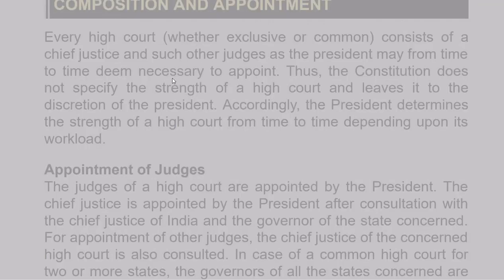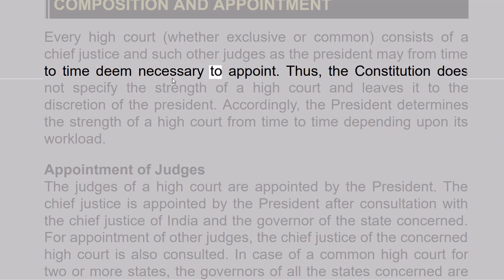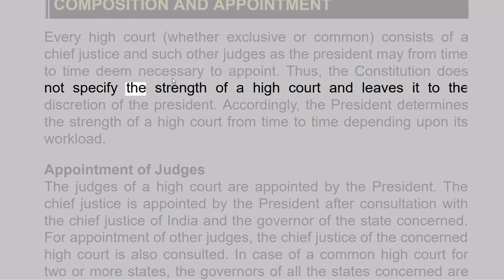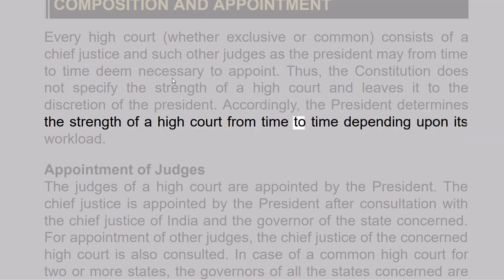Composition and appointment. Every High Court, whether exclusive or common, consists of a Chief Justice and such other judges as the President may from time to time deem necessary to appoint. Thus, the Constitution does not specify the strength of a High Court and leaves it to the discretion of the President. Accordingly, the President determines the strength of a High Court from time to time depending upon its workload.